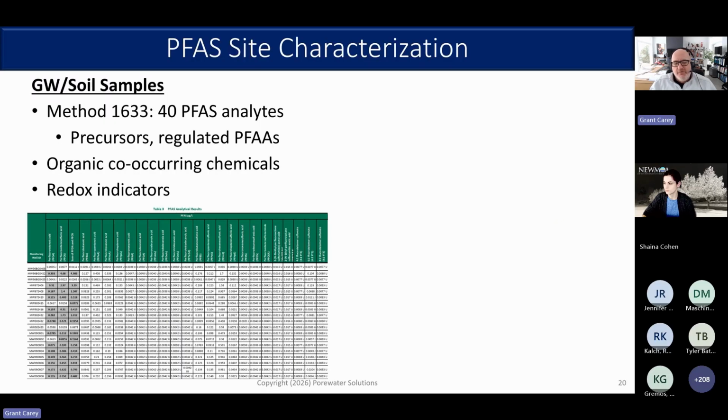Okay, so let's go through visualization methods. So 40 PFAS analytes, precursors, regulated PFAS, perfluoroether acids. We've got co-occurring chemicals we want to make sure we characterize if we're looking at remediation, in case they affect PFAS remediation. We've got redox indicators because we want to know if our precursors are biodegrading to regulated PFAS. That results in a lot of chemicals for each soil and groundwater sample we collect, and results in big tables like this.